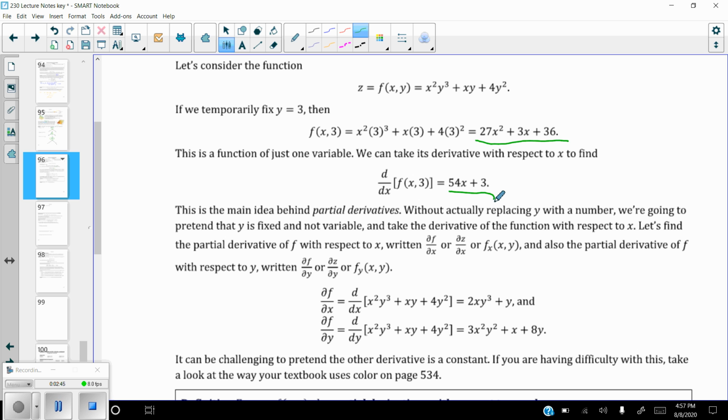So the main idea behind partial derivatives, again, is not that challenging to do. So you're actually replacing y with a number. Well, instead of actually replacing y, we might just leave the y in there in general. So when you take a partial derivative with respect to x, you have to think of all other variables as constants. So don't think of them as an actual variable. That's the hard part; you're going to have to be careful.